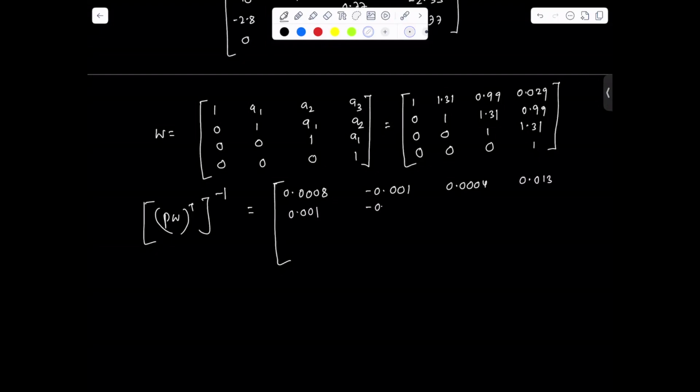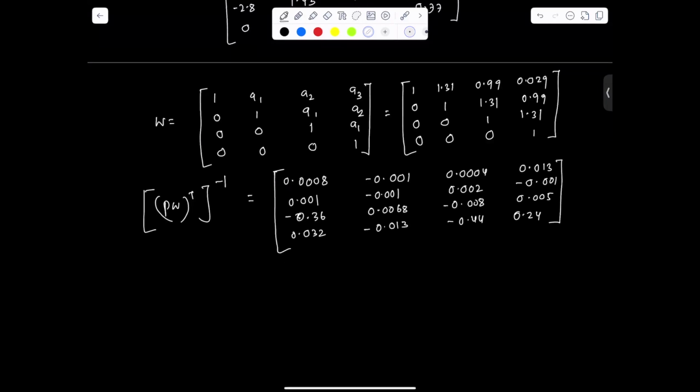0.001, minus 0.001, 0.002, minus 0.001, minus 0.36, 0.0068, and minus 0.008, 0.005, 0.032, minus 0.13, 0.44, and 0.24. This is the term PW transpose whole inverse.